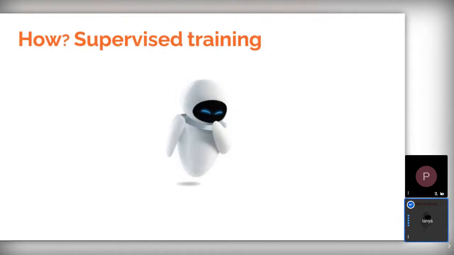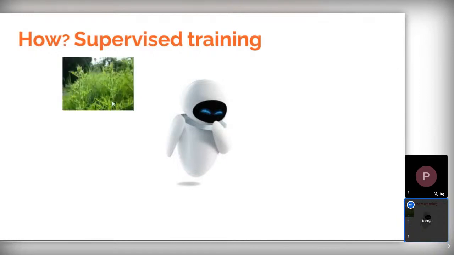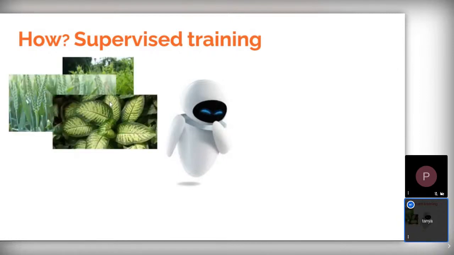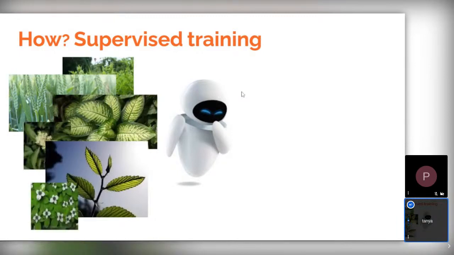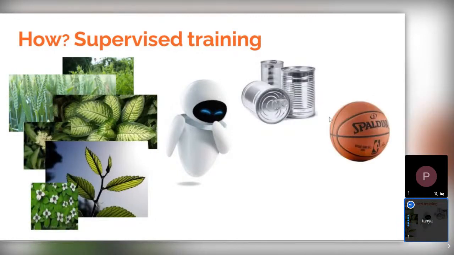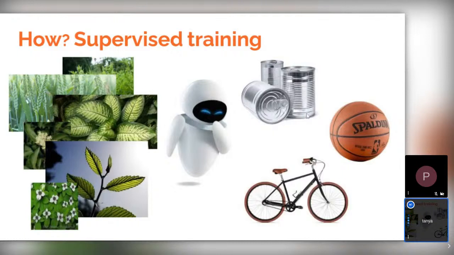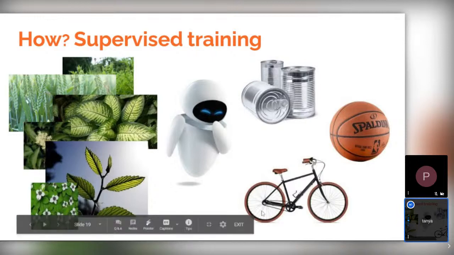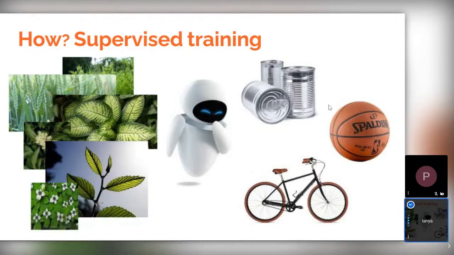We are going to use supervised training. We are going to teach Eva just like we teach our children. When we teach our children, what is that? We show them the object and we name it. We say, look, this is grass, and this is grass, and this is a can, and this is a ball, and this is a bicycle. That's how we teach our children. So we are going to do the same with Eva. We are going to provide her examples of different objects with labels and name them. So this is called supervised training.